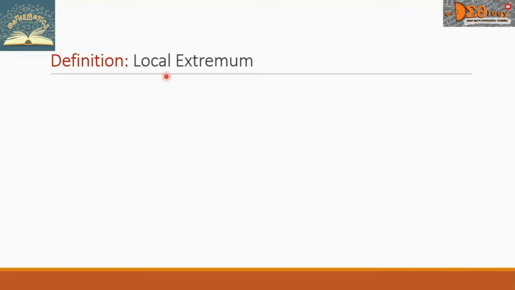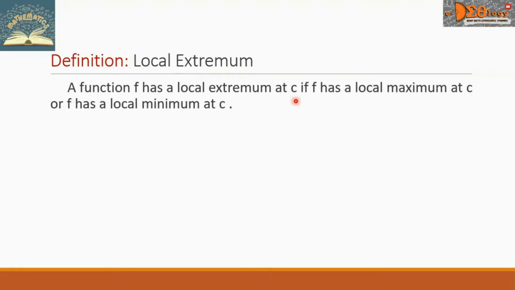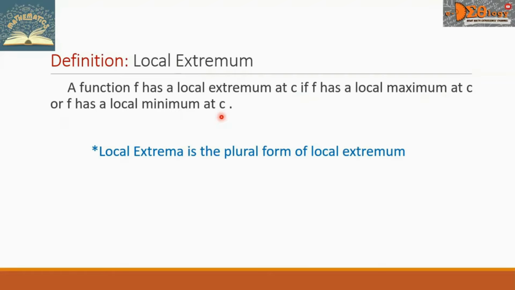Now let us define local extremum. A function f has a local extremum at the point c if f has a local maximum at c, or f has a local minimum at c. Note that the term local extrema is the plural form of local extremum.